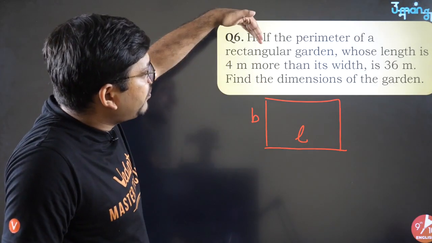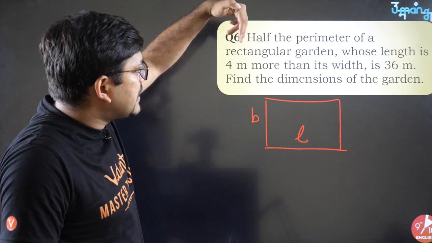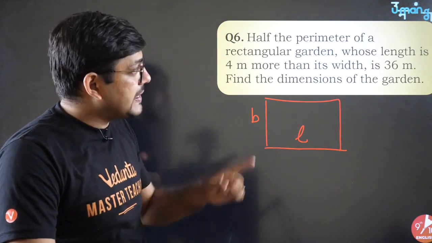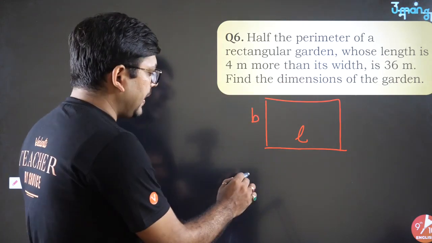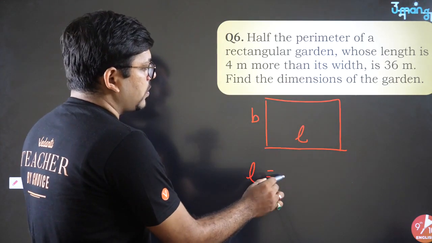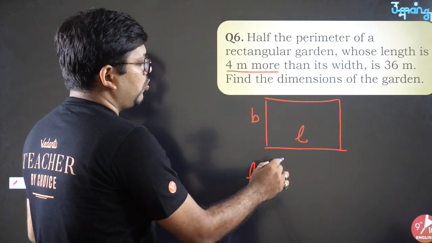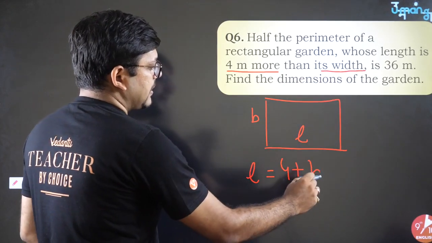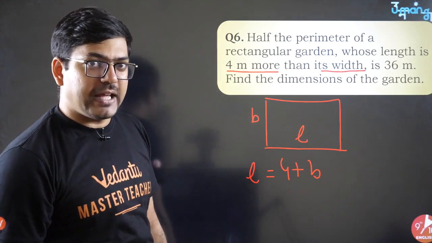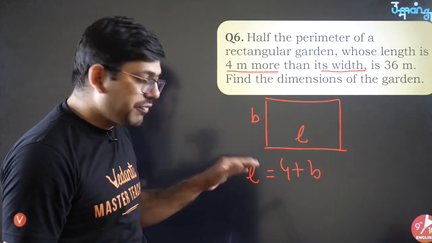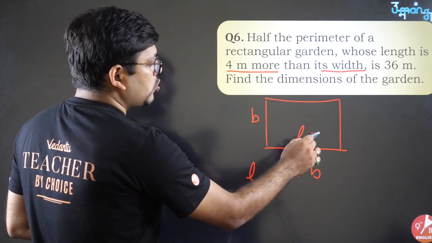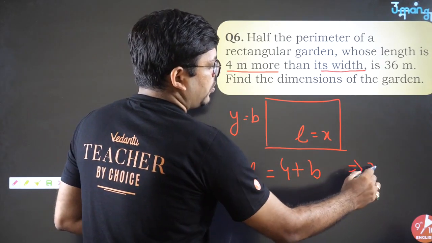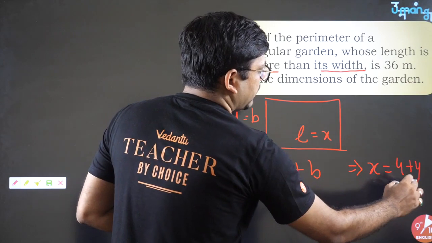Now, half the perimeter of a rectangular garden whose length is 4 more than twice its breadth. What it says, again read. Length, L, is equal to 4 more than, 4 more means 4 plus, 4 more than its width, this breadth B. So we got the first equation, L equals 4 plus B. If you are not comfortable with this, you can assume this as x and this as y. So you will write x equals 4 plus y.